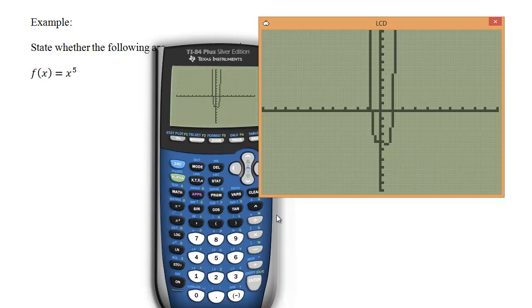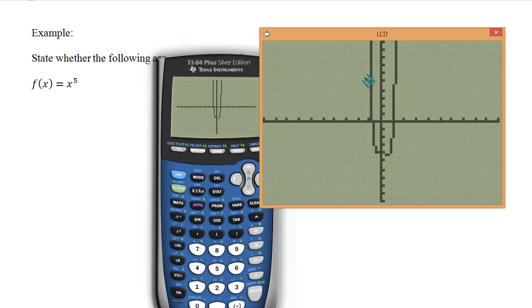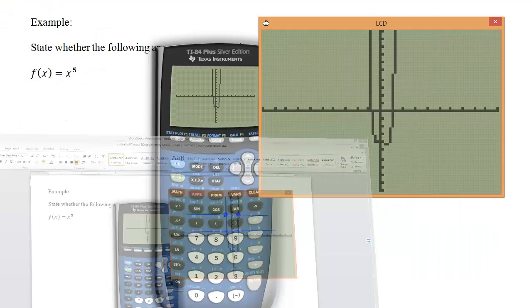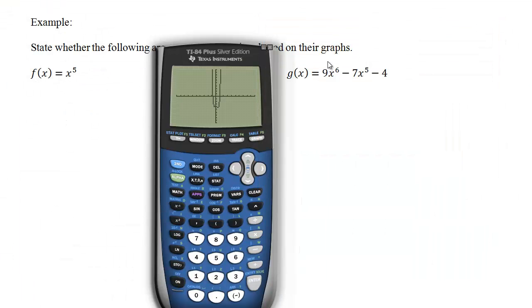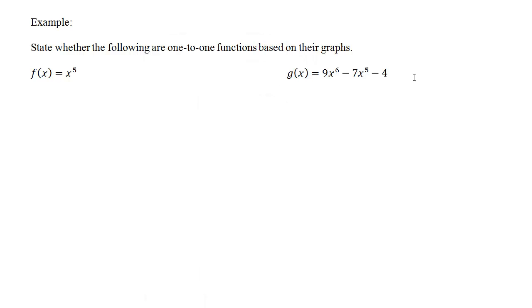So again, it passes the vertical line test, but if I were to draw horizontal lines, use a better color, I see anything through here has points of intersection at there and there, there and there. So these all intersect twice. So this would not be a one-to-one function. So that's what we're trying to determine with the graphs.